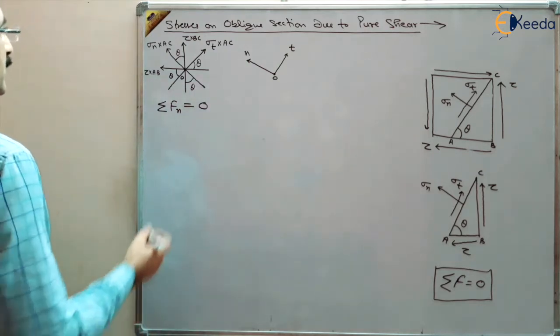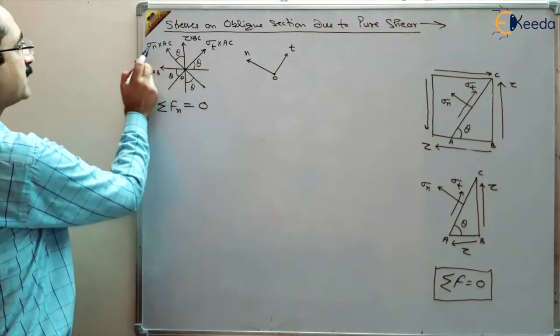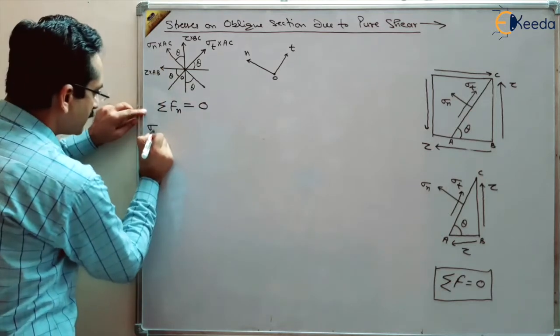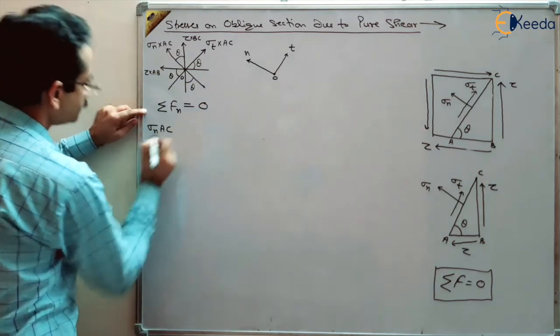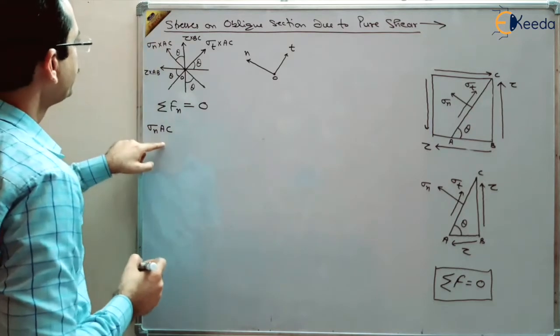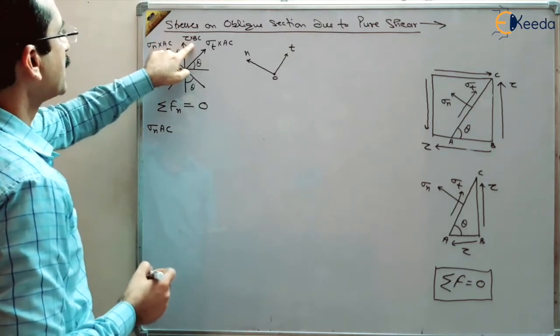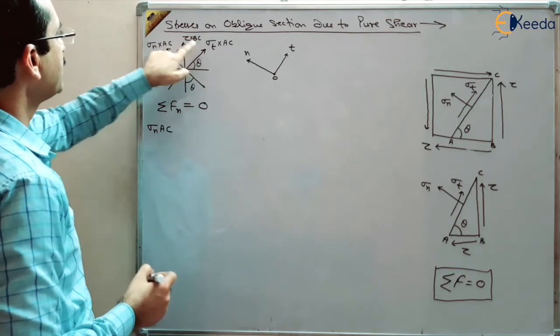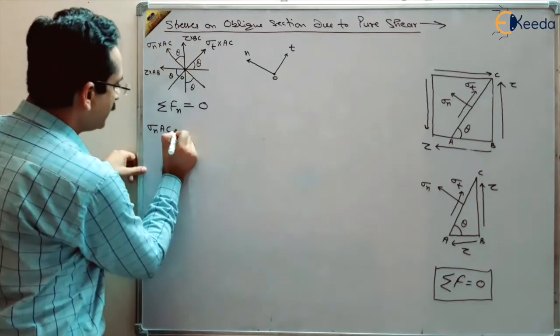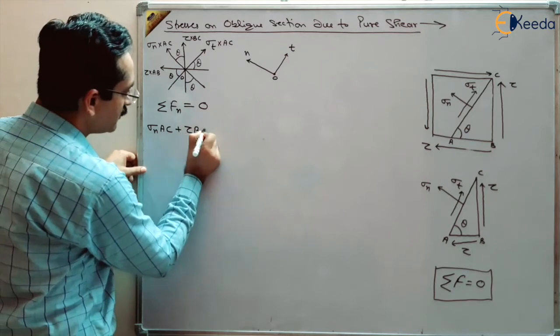So what are the forces acting in the normal direction? This is sigma n AC, so this will be sigma n AC. Then tau BC will have a component in this normal direction, so tau BC will have a cos component, which will be tau BC cos theta.